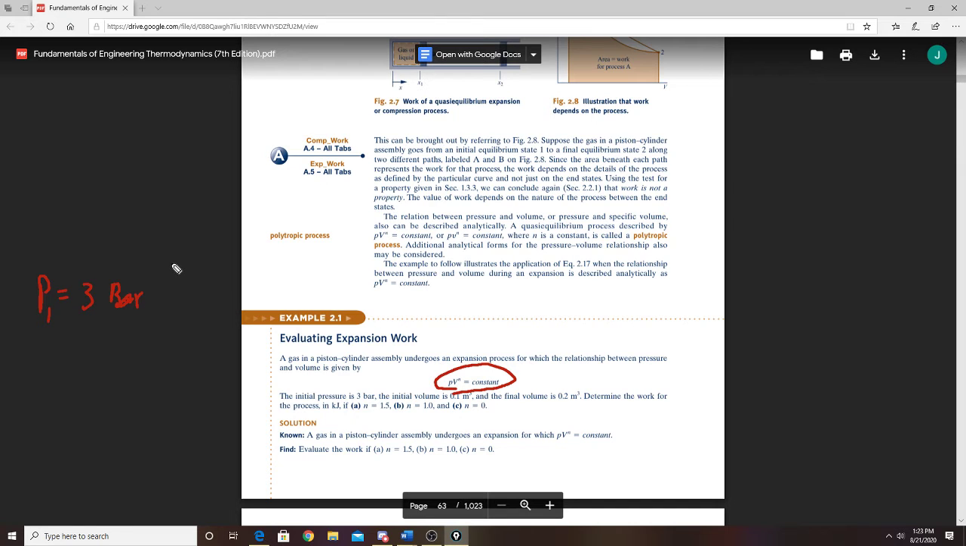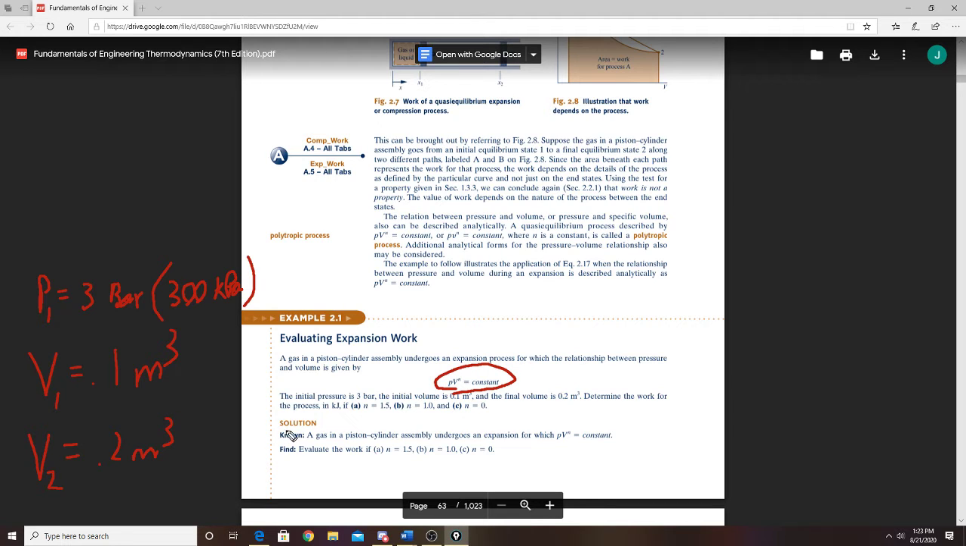But really quickly, I do recommend that you turn bars into kilopascals, because kilopascals are easy to move into force units or work units. So 300 kilopascals. And then it says the initial volume is 0.1 meters cubed. So V1 is equal to 0.1 meters cubed. And the final volume, V2, is equal to 0.2 meters cubed.